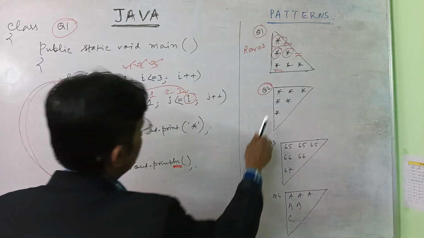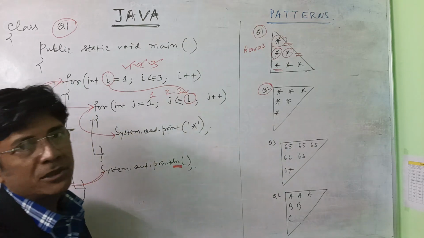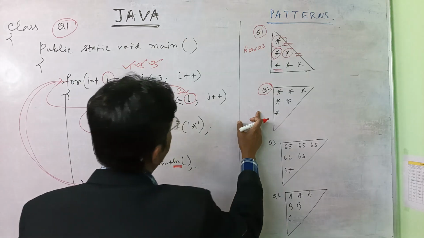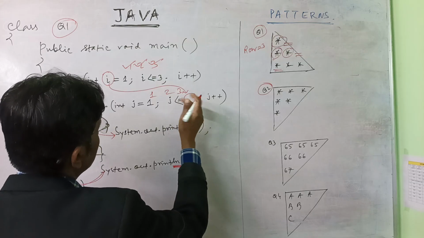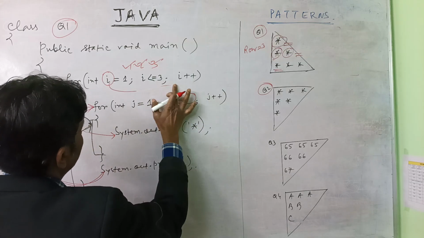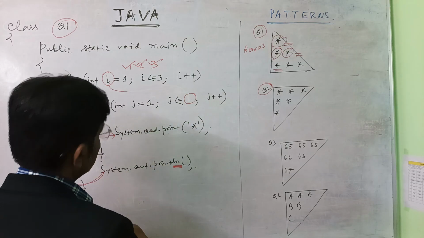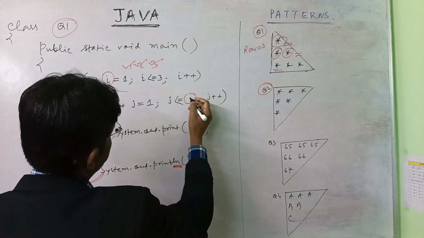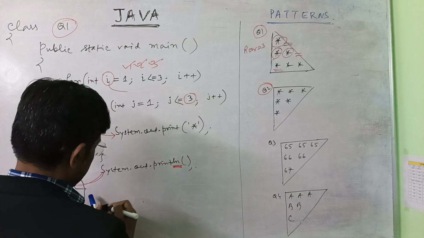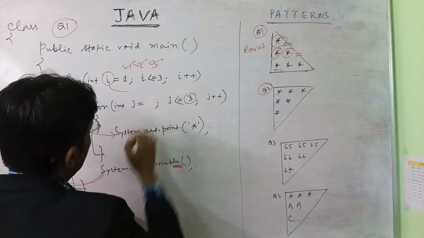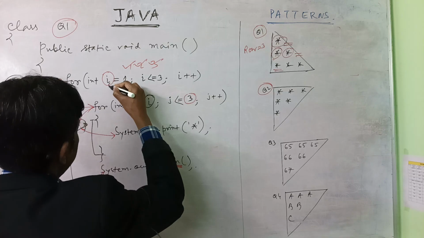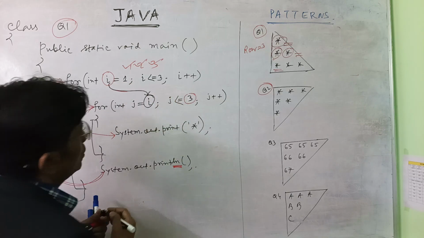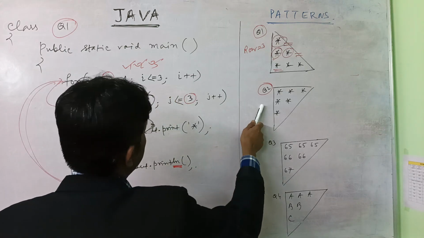Question number 2 is very simple. What will we do? This one we will not write here. We will write 3 here, and here we will write I. That is important. We will write I here. So that time you will get the shape like this.